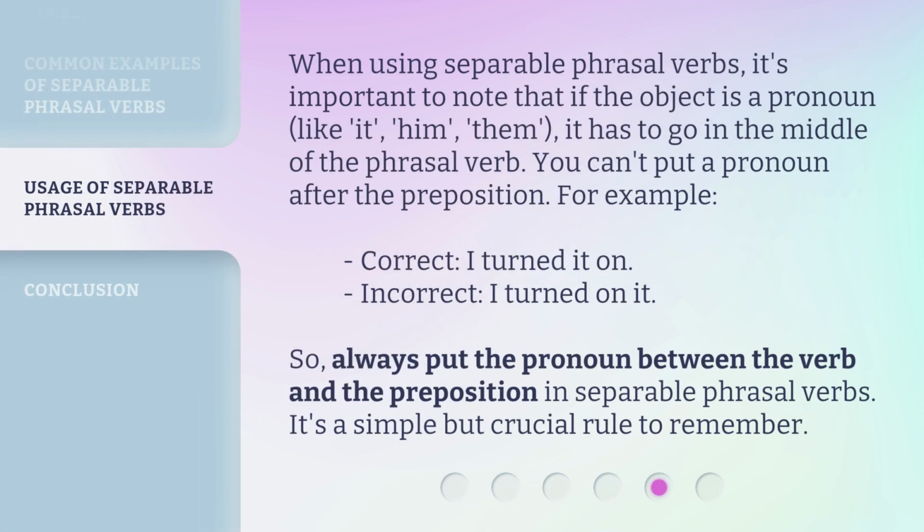When using separable phrasal verbs, it's important to note that if the object is a pronoun, like it, him, or them, it has to go in the middle of the phrasal verb. You can't put a pronoun after the preposition. For example, correct: I turned it on. Incorrect: I turned on it. So, always put the pronoun between the verb and the preposition in separable phrasal verbs. It's a simple but crucial rule to remember.